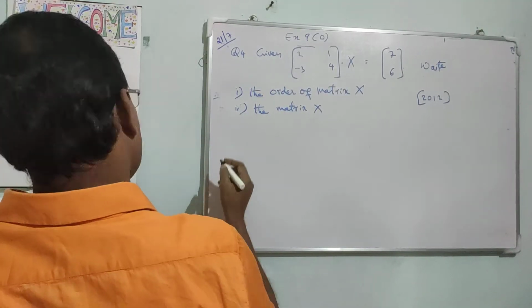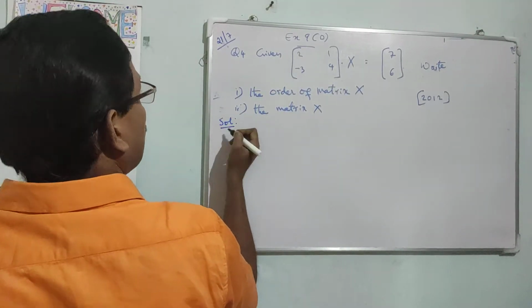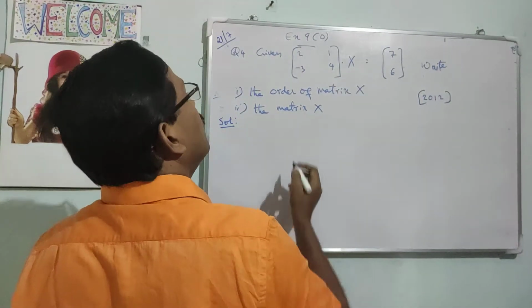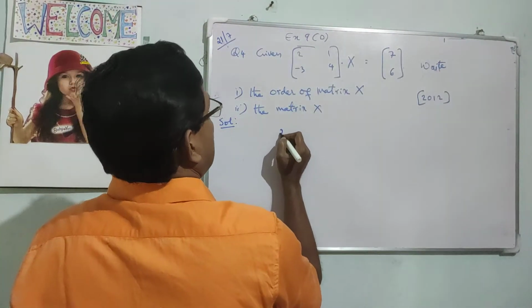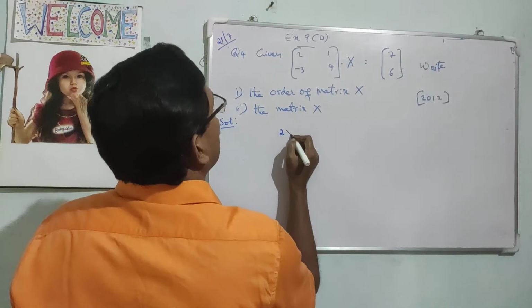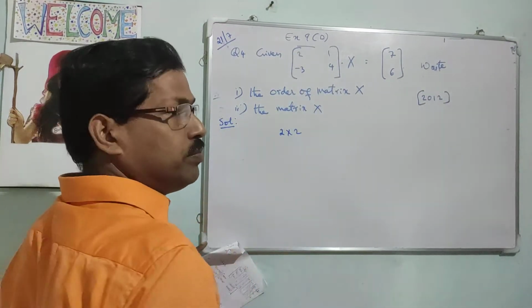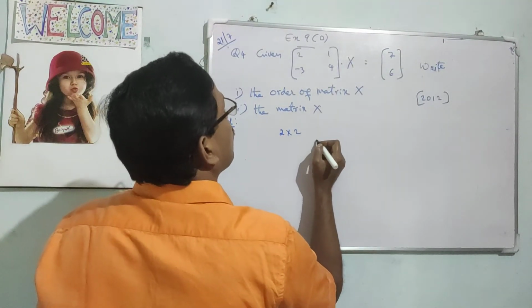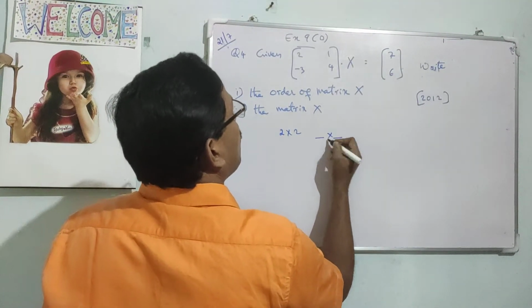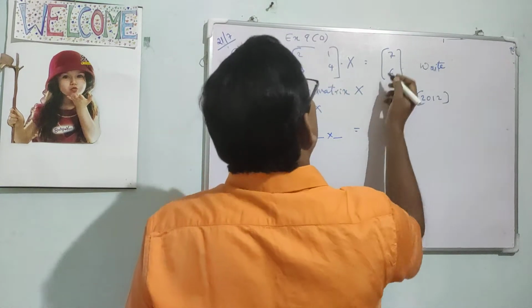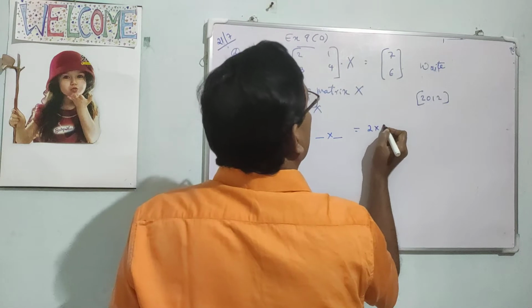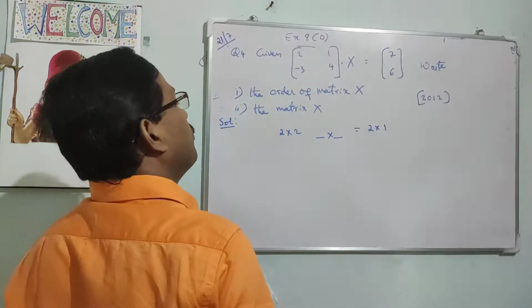First of all, we have to find the order of the matrix X. For this, you have that formula. 2 by 2 is the order of the first matrix. The order of matrix X is not known, and the product matrix order is known to us. That is 2 by 1, 2 rows, 1 column.